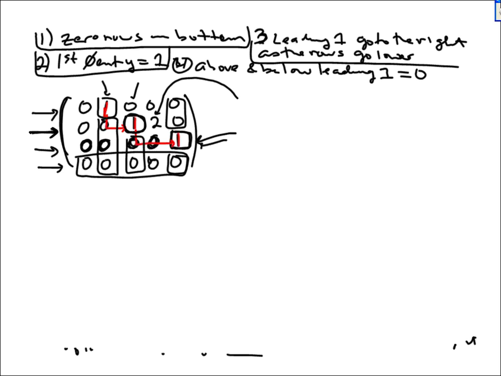In row 2, the first non-zero entry is a 1. And what's above and below are zeros. There's no problem. This matrix is absolutely in row-reduced echelon form.